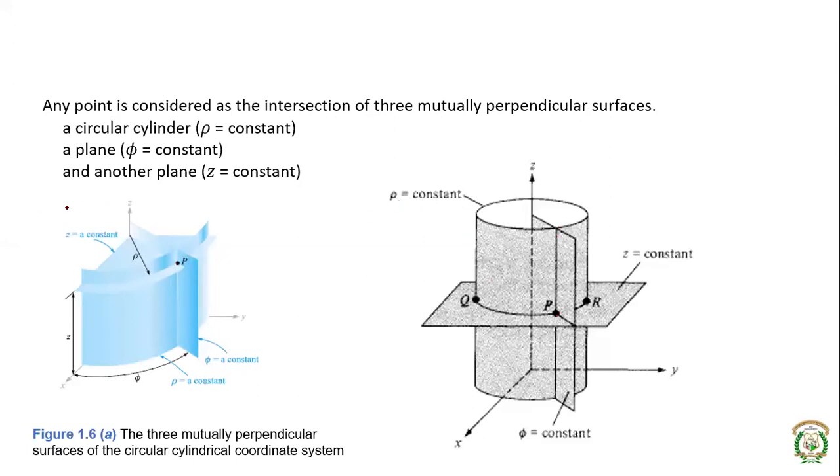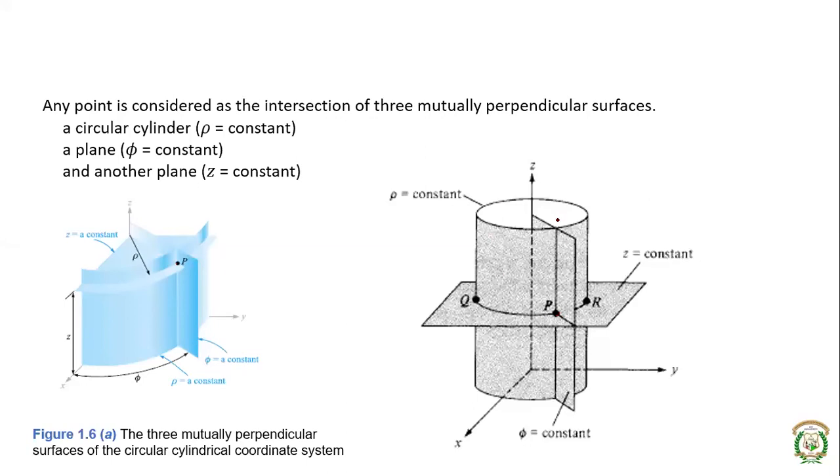Then we use another plane or another term called phi. What is that phi? It is actually the angle made by this plane from the x axis, from this particular axis, from here. This angle is called the azimuthal angle. We'll come to that. The other plane is z. This is similar to what we had in rectangular coordinates. Z equal to constant plane is the distance from the xy plane to the top or bottom. If it is to the top, z will be positive. If it is below, z will be negative. So you can see the point as the intersection of these three surfaces.